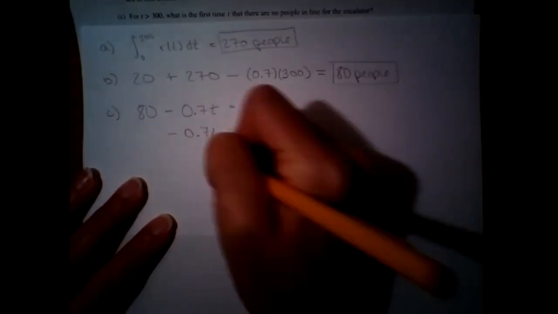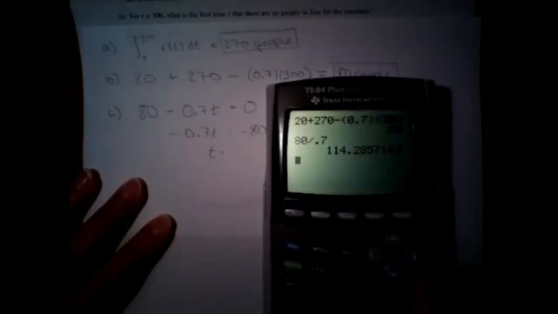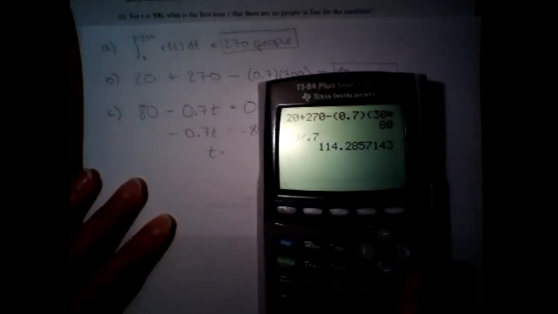Negatives cancel. And I'm going to type in 80 divided by 0.7, and I got 114.285. I'm going to truncate that. You can put 0.286. I just like to take the first three. 114.286 seconds.